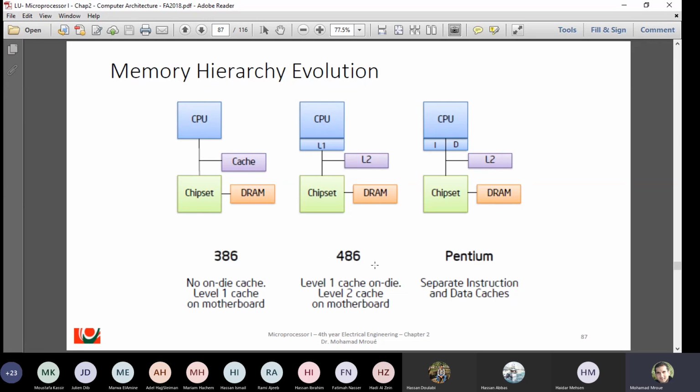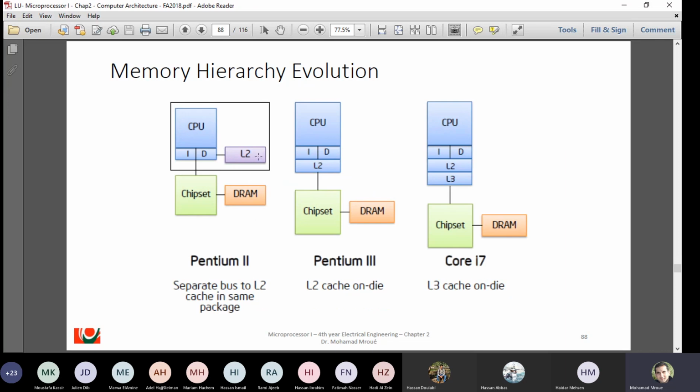So with the 486 they developed it, and we now had level 1 cache memory on the same die, meaning on the same chip as the CPU, and another level of cache memory on the motherboard. With the Pentium they made a separation between instruction and data. Okay. So of course this allows increasing the performance, coming with level 2.